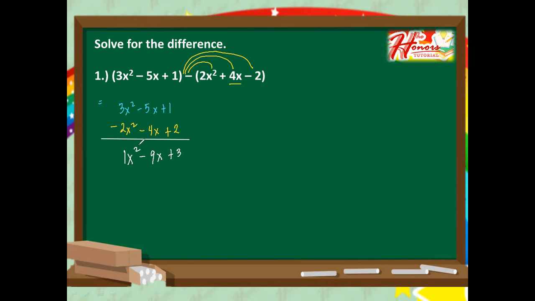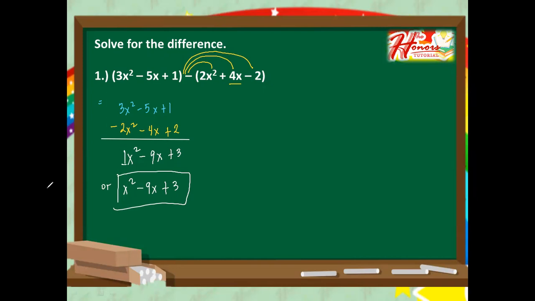Is that the final answer? No. It is because we can simplify 1x squared. Please write it as x squared minus 9x plus 3. Why? Because, as I have mentioned in our previous videos, 1 is an invisible number when it is used as a numerical coefficient like this. So therefore, we don't really write 1, but it is there. So the answer is x squared minus 9x plus 3.